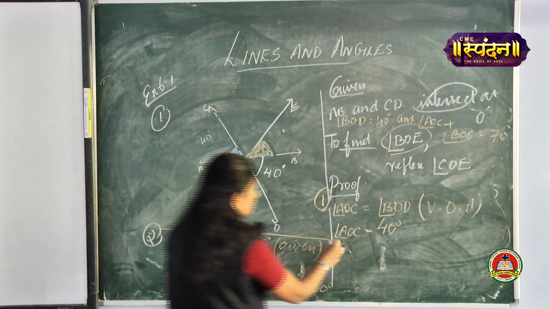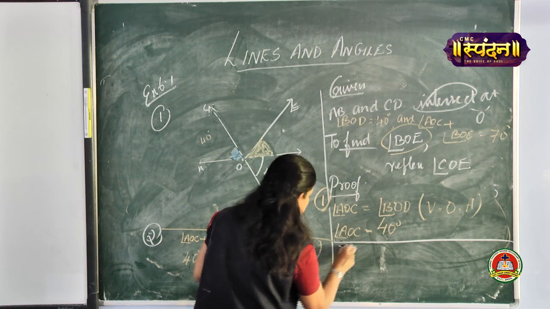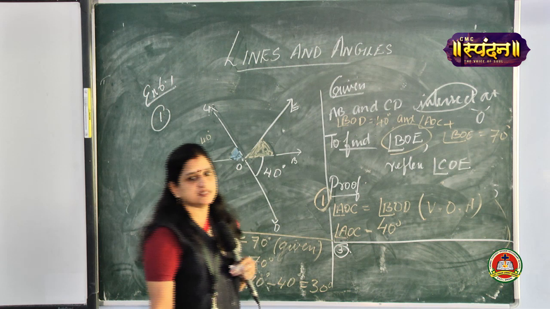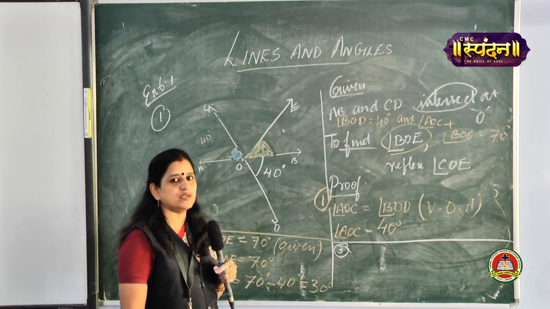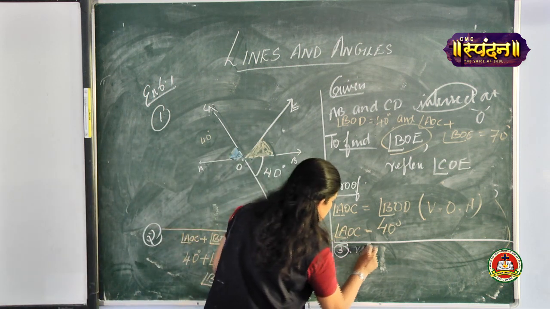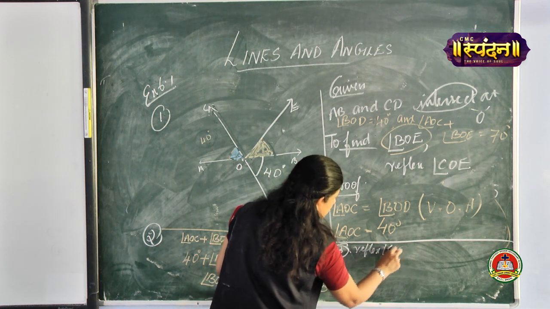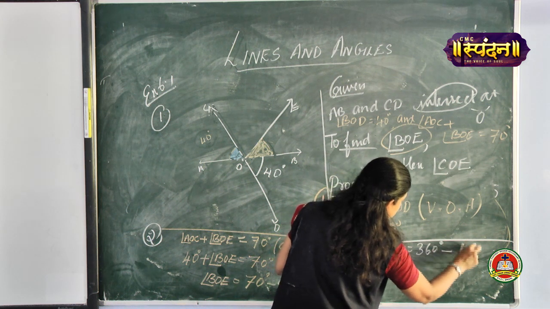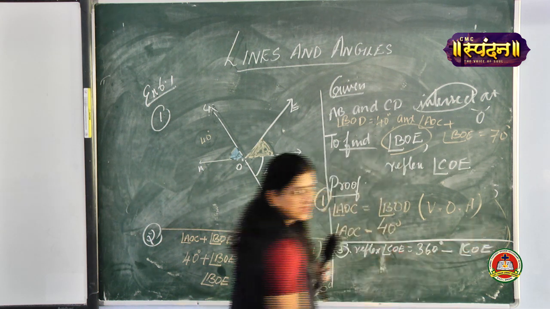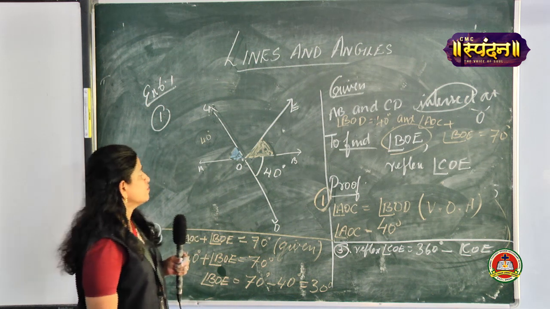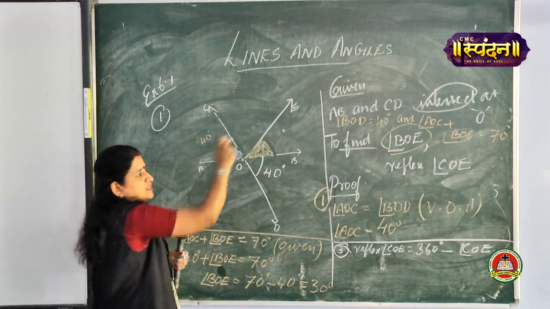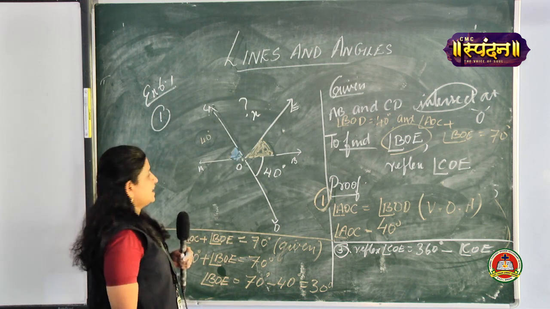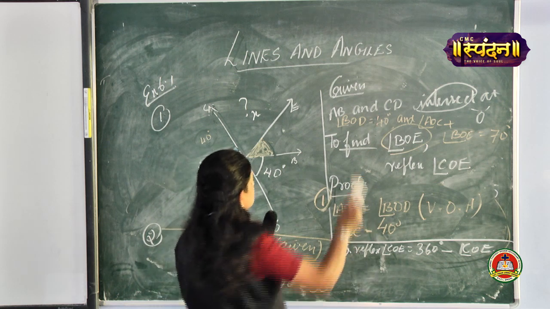Let me say what is the third step. Step number 3. What you have to find in step number 3, that is reflex of angle COE. So what is reflex of angle COE? Reflex of angle COE will be equal to 360 degree minus angle COE. For finding reflex of angle COE, I had to find this angle COE. So let me name these angles as X. So shall I rub this one now?